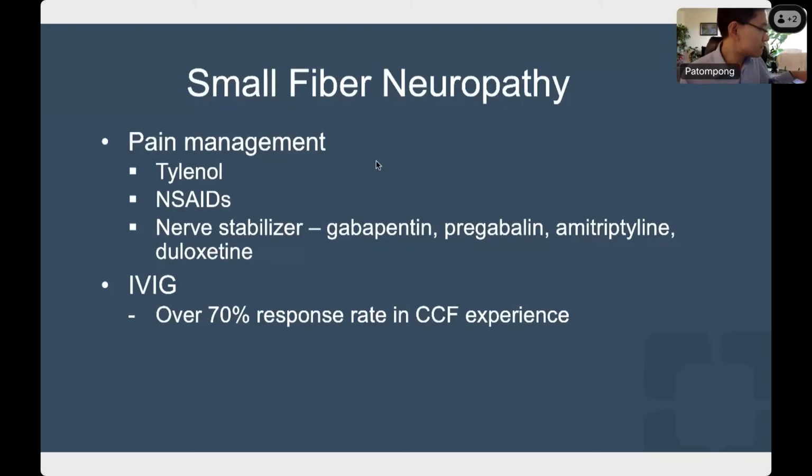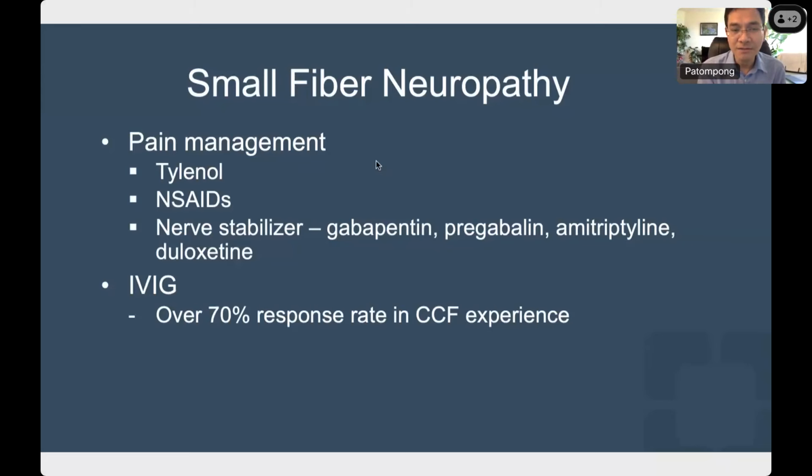For small fiber neuropathy, this is also a tricky situation. This is also a disease that is quite difficult to manage. Most of the time, we're going to focus on pain management first with something like Tylenol or non-steroidal medication and nerve stabilizer. But I have to tell you that in our experience, pain control alone is usually not sufficient to help patients with small fiber neuropathy.